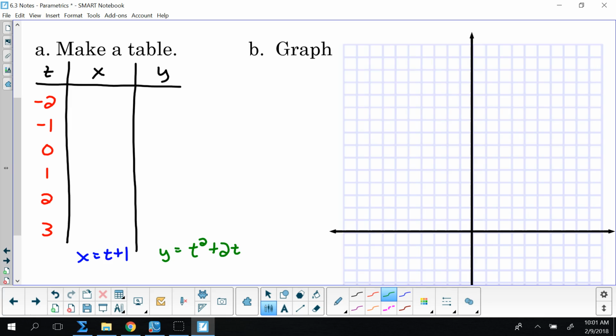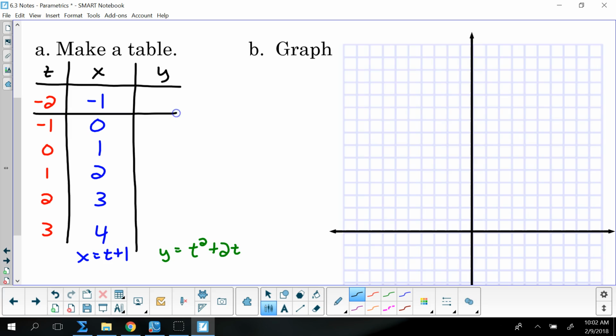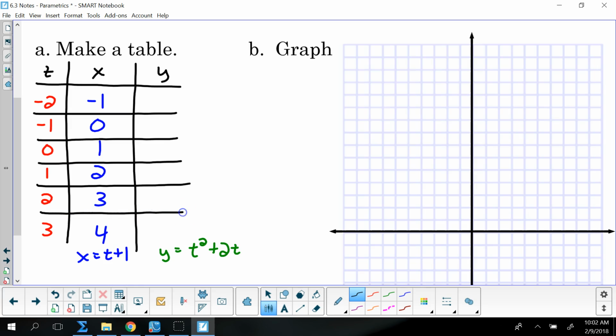Right? That way I don't have to keep scrolling back up and have somebody have a seizure that's watching the video online. All right? So if I plug in -2 in x, what do I get? -1. If I plug in -1, 0, 0, 1, 2, 3. Okay? We should make nice little pretty lines going through here.